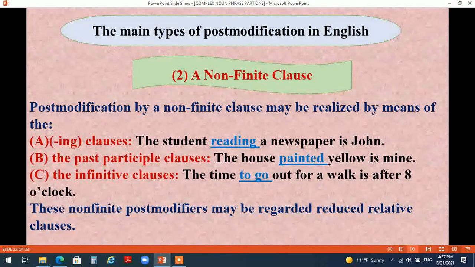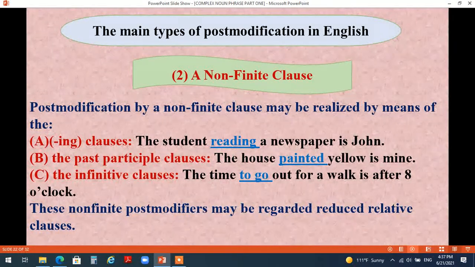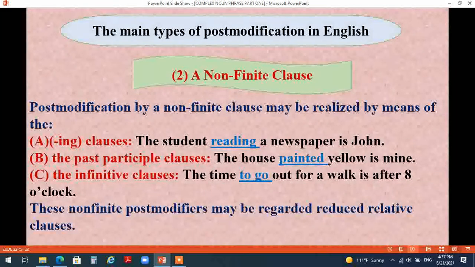Now, the other type in the main types of post-modification is called a non-finite clause. Post-modification by a non-finite clause may be realized by means of the following. Either we use the ing clauses, like the student reading a newspaper is John. Here, student is the head noun, and it has been post-modified by using a non-finite clause in the form of ing clause. Or we can use the past participle clauses.